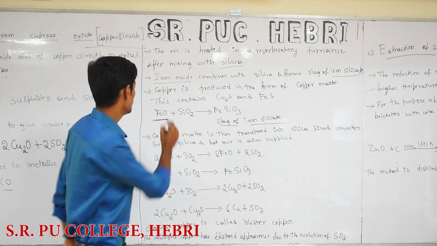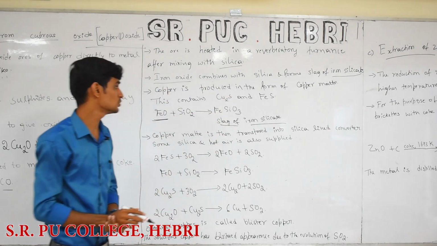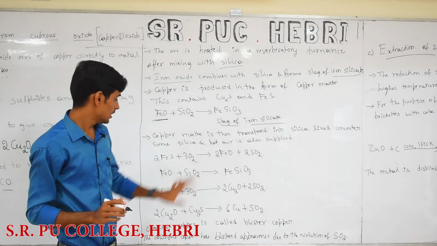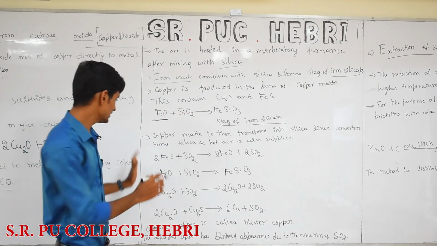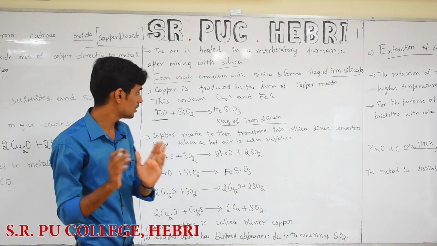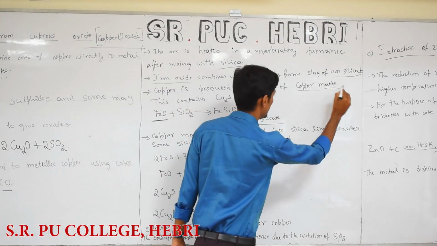Okay, then copper is produced in the form of copper matte. This contains Cu2S and FeS. So after removing these slags of silicate, we will get copper in the form of copper matte.